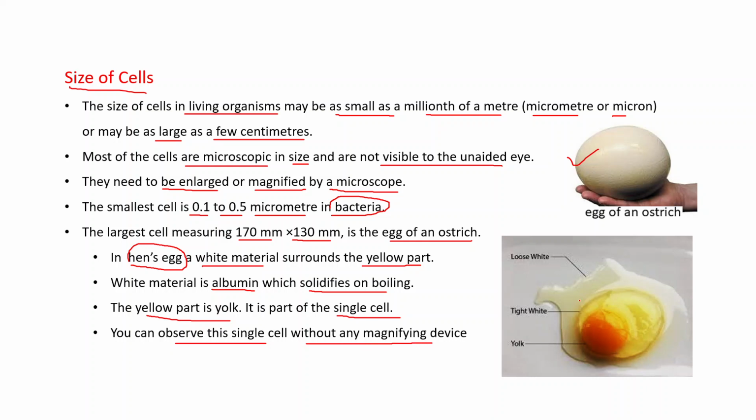This is one broken egg. You can say this yellow part is the yolk, and this is the egg white. This is the loose white, and this is the tight white.